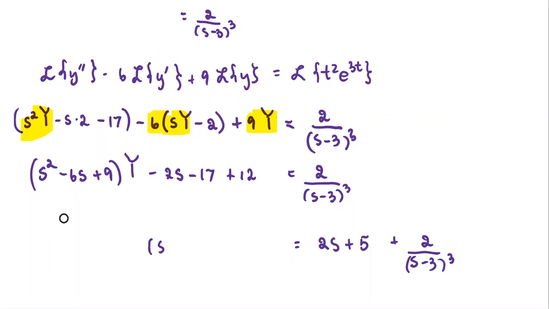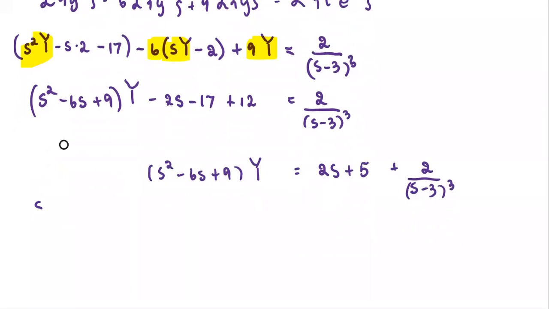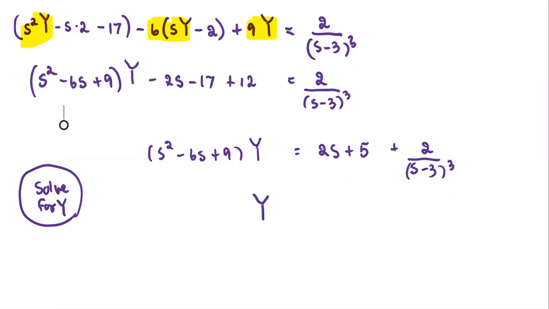And on the left-hand side, just leave the coefficient multiplied by Y. Basically we are going to solve for the capital Y. So to solve for Y, leave the capital Y by itself and divide everything by s squared minus 6s plus 9. In this case, we can see s squared minus 6s plus 9 is the perfect square of the quantity s minus 3 to the power 2. So divide all by s minus 3 to the power 2.